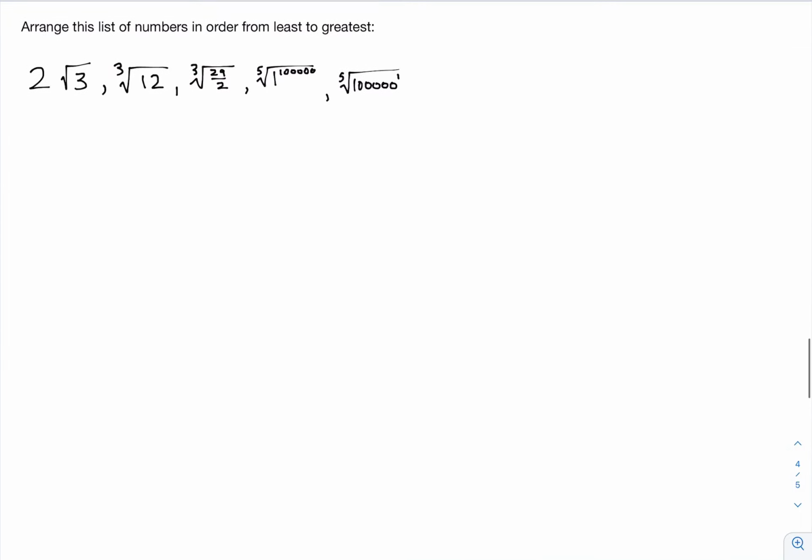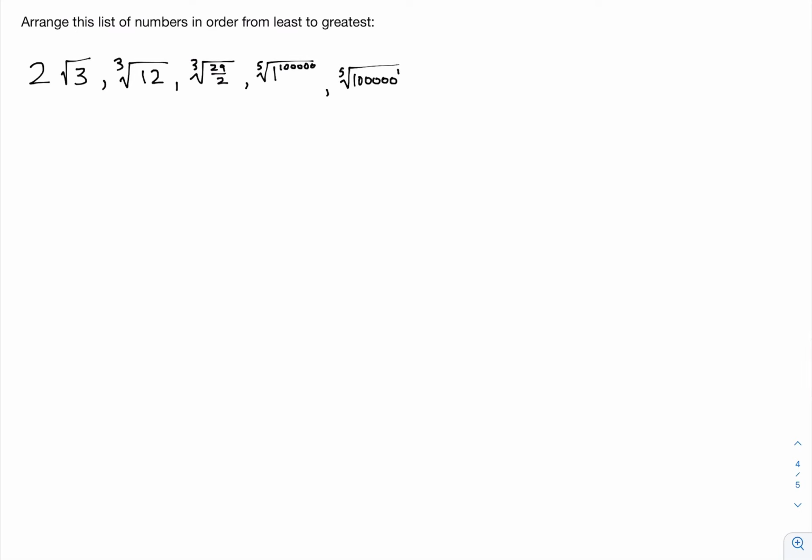Okay, arrange this list of numbers in order from least to greatest. Holy smokes, what's going on here? We have a square root, we have a cube root, we have a cube root of a fraction, we have the fifth root of a power to 100,000, then we have the fifth root of 100,000 of the power of something. What the heck's going on here?